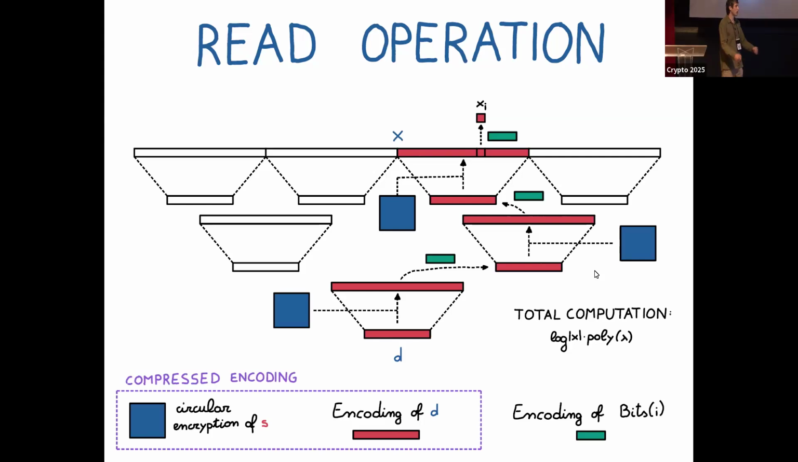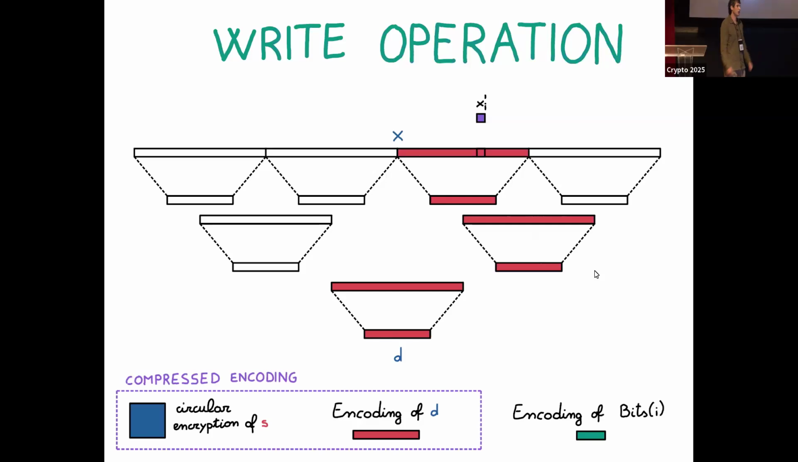Okay, now we have the BGG plus encoding of xi. We can do all the homomorphic computations we want on this. And we can imagine that at some point this turns into a BGG plus encoding of some other value xi prime that we want to write back into the memory. How do we perform this operation? Well, we need to update the compressed encodings. One part is already okay, the circular encryption of S. S remains the same, so we don't need to change that. We need to change the encoding of the digest D, which of course has to be updated because one entry changes, so the Merkle digest changes.